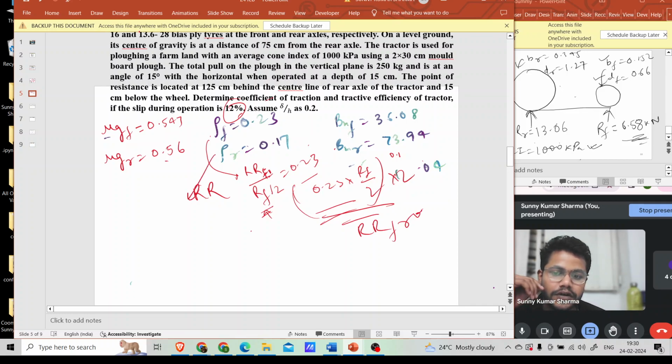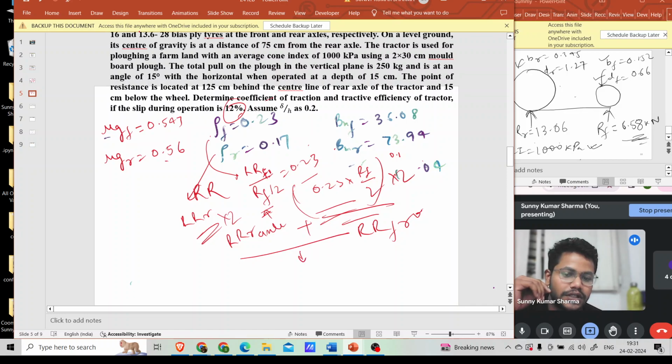Same way you will do it for the rolling resistance for the rear wheel. You will multiply it by 2, you will get the rolling resistance for the rear axle. If you add the rolling resistance of the front axle and rear axle, you will get the rolling resistance for the tractor. Is it clear, Sivaram?